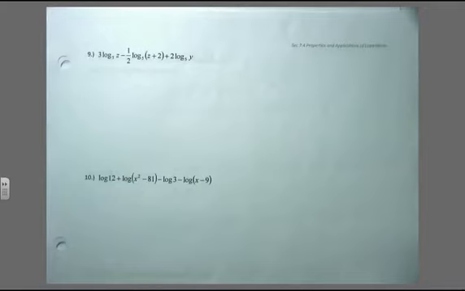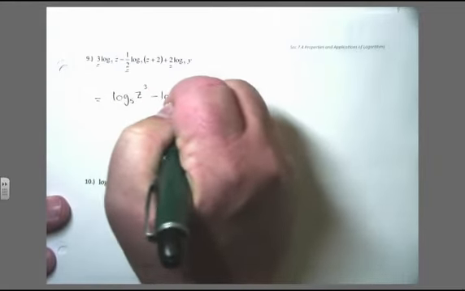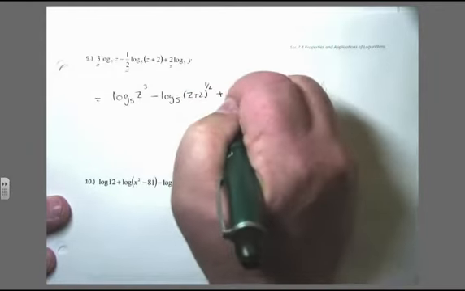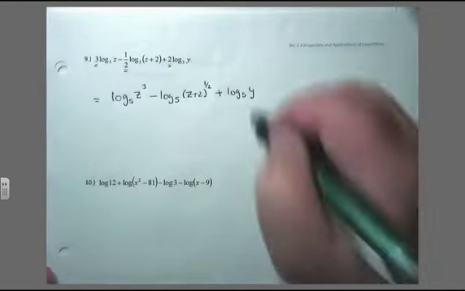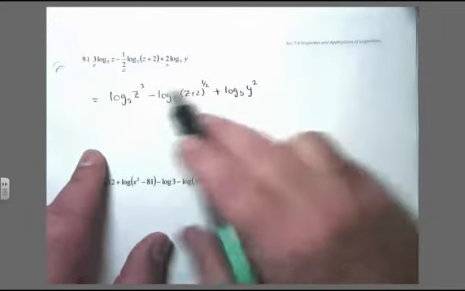So, first things first. For you to be able to combine logs, if you have a coefficient in front of the log, you've got to put it back where it came from. So this 3, this 1/2, and this 2 have to go back to the exponents. So this would be equal to the log base 5 of z cubed minus the log base 5 of z plus 2 raised to the 1/2 power plus the log base 5 of y squared. All I've done is take my coefficients in front of the logs and put them back into the exponents.